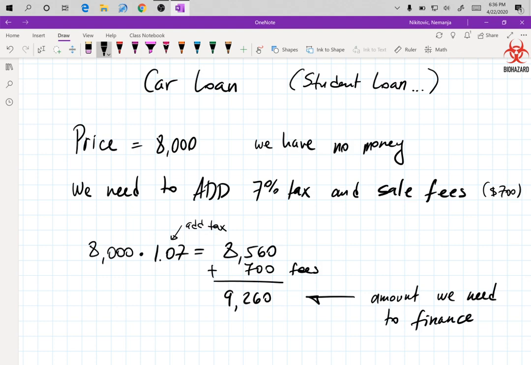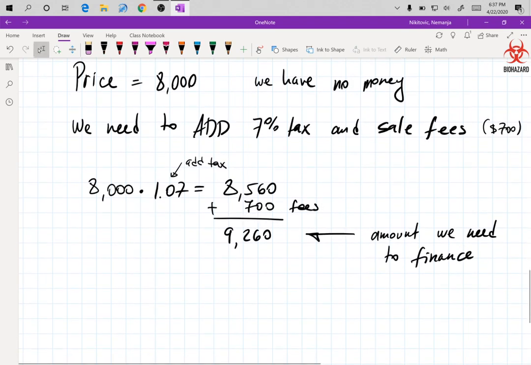because we don't have any money, we don't have a down payment, right? If you had the down payment of $2,000, then sure, you subtract $2,000 now. But we said we have no money, right? So we're walking in, right, with some credit score, and we just like this $8,000 car and we just want it, right? All right, so now we know that we need to borrow 9,260.